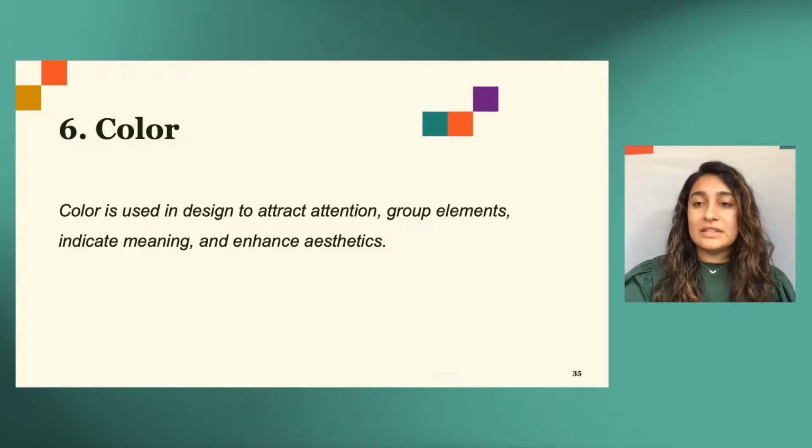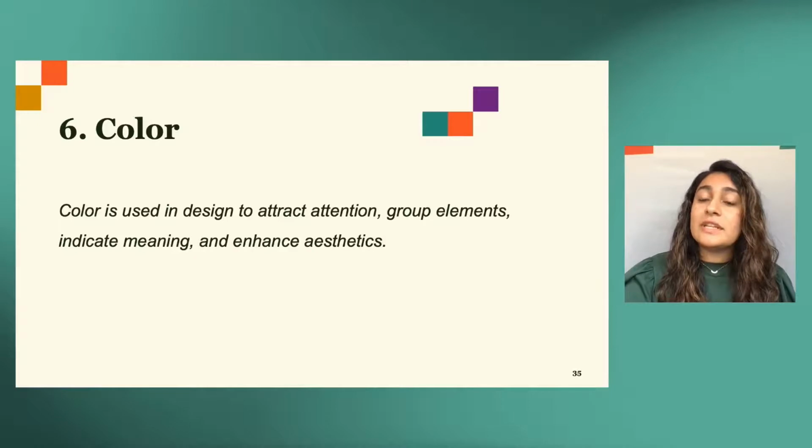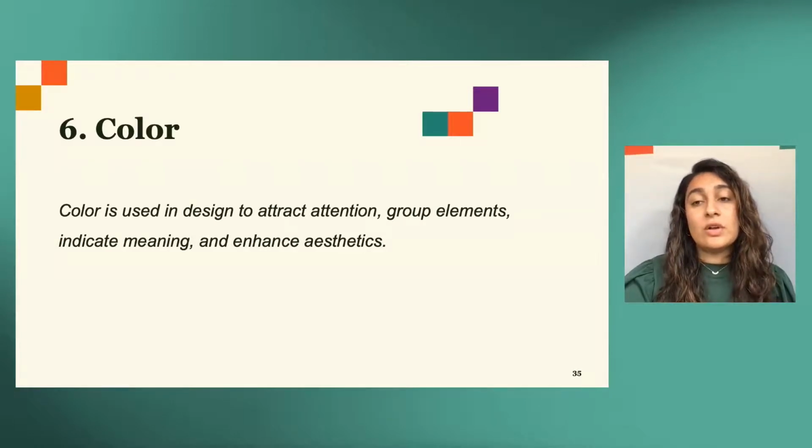Color is used in design to attract attention, group elements, indicate meaning, and enhance aesthetics. A couple of guidelines to use when you're using color is to pay attention to the number of colors, limit the palette to what the eye can process at a glance. This is usually 5 colors depending on the complexity of the design. Also use aesthetic color combinations. Some tips are to use adjacent colors on the color wheel, color combinations found in nature, or look up color scheme generators.